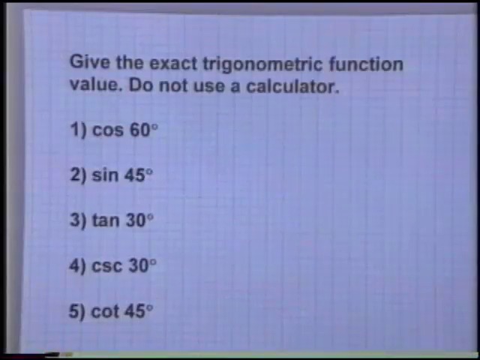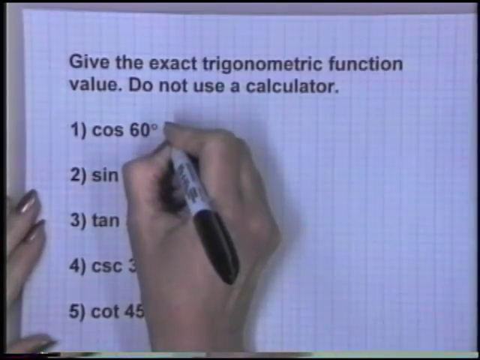Now let's look at some problems, and there is really not too much to these problems. What you're supposed to do is to memorize those functional values of those special angles, and then for most of these problems you're just supposed to know the answer. So let's look at them. It says give the exact trigonometric function value. Do not use a calculator.